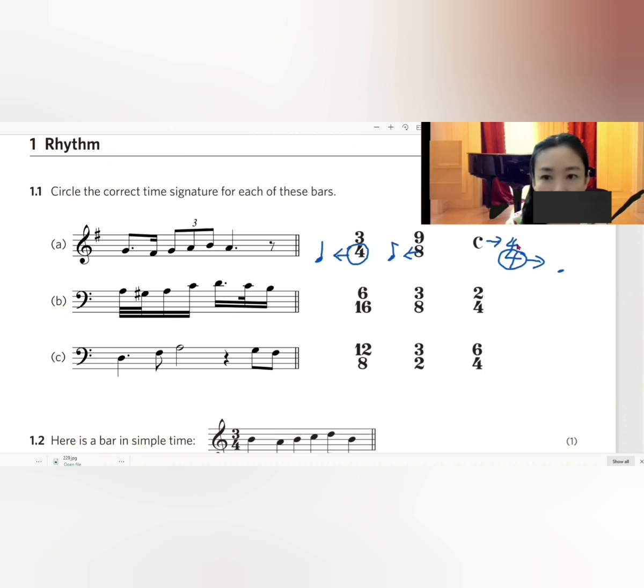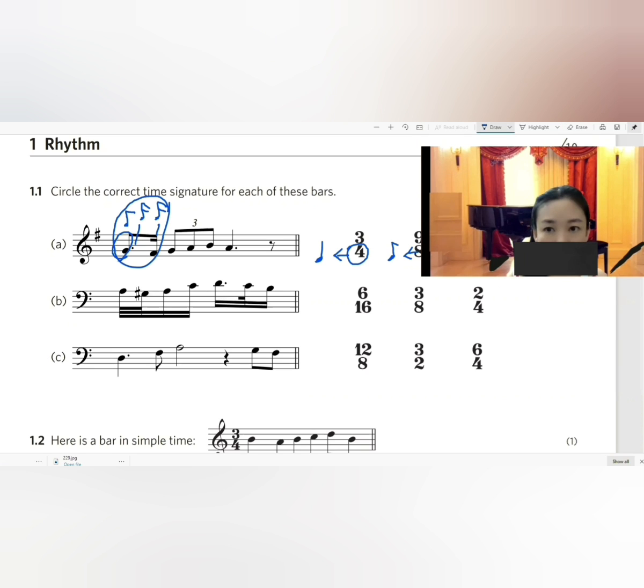So the 4 down here means the value of crotchet. First you need to decide whether this rhythm is in grouping of crotchet or quaver. From here you can see that this is a quaver, and the dot here is a semiquaver, and this is a semiquaver. So quaver is half plus quarter and quarter. So this whole group is 1 crotchet. Now from here you know that this is in crotchet beat.